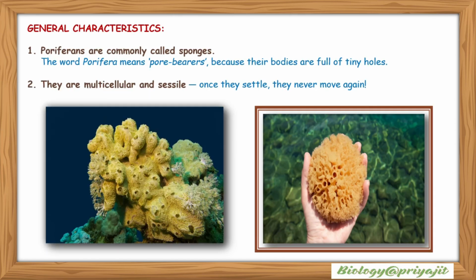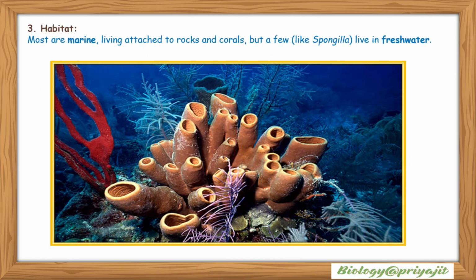General characteristics. Poriferans are commonly called sponges. The word Porifera means pore bearers because their bodies are full of tiny holes. They are basically multicellular, but they are sessile. Once they settle, they never move again. Habitat. Most of the sponges are marine, living attached to rocks and corals, but a few like Spongilla live in freshwater environments.